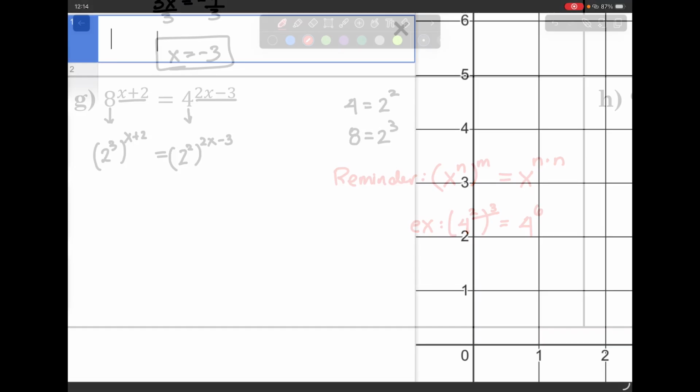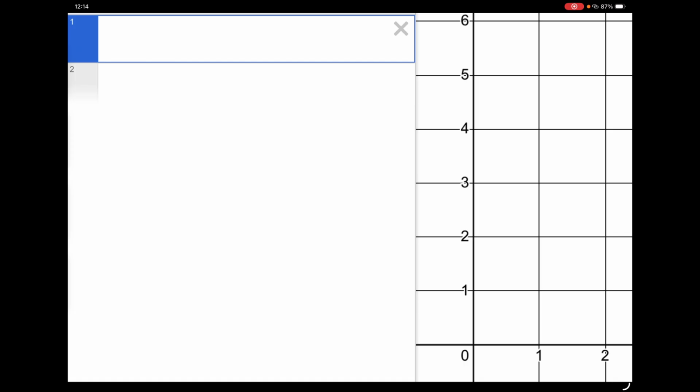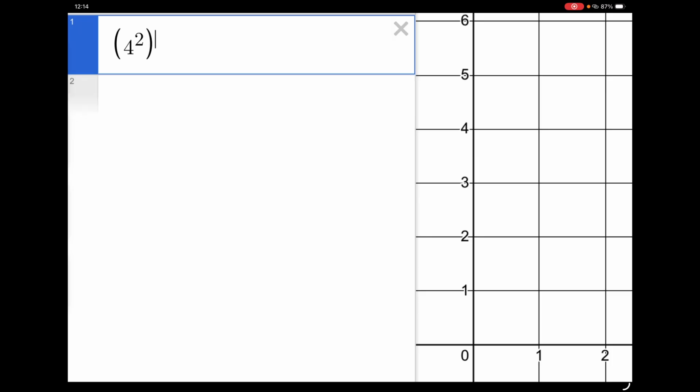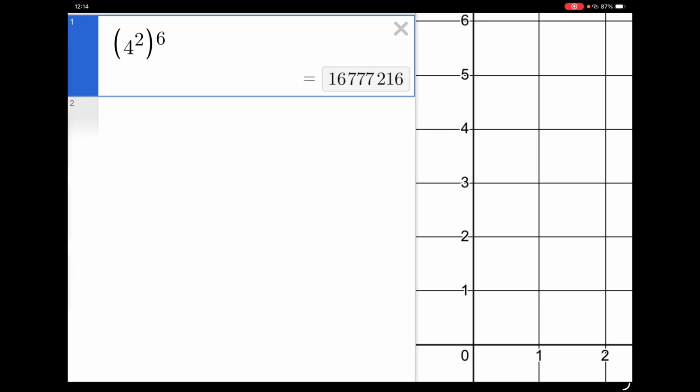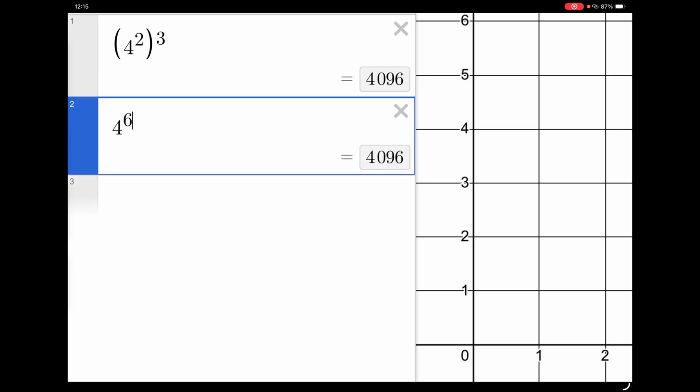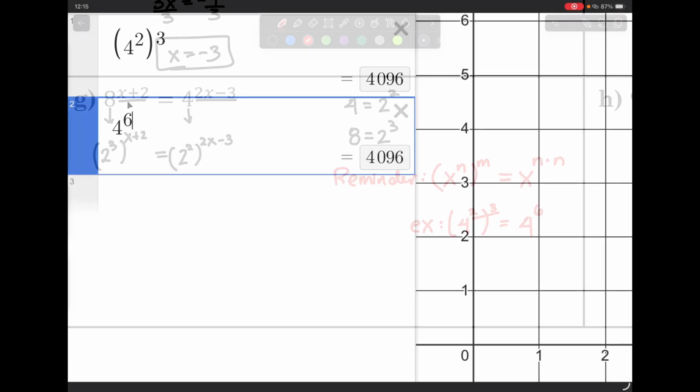So let's verify that again. We have 4. We're going to start by raising that to the second power, which is 16, and then raising that to the third power, which is a total of 4,096. But if I raise 4 simply to the 6th power, that gives me the equivalent value of 4,096. And so as you see, by multiplying the 2 and the 3, which is 6, I can use that as the exponent. So these two things are equal to each other.